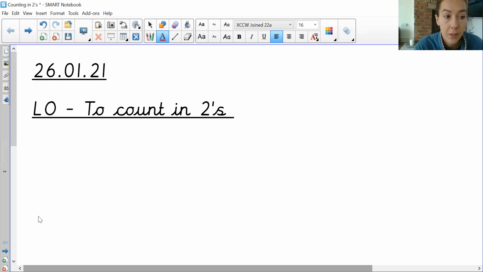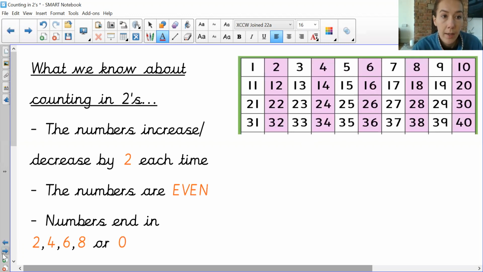Today we are looking at counting in twos. Some important things to remember about counting in twos: the numbers increase or decrease by 2 each time, so that means go up or down. The numbers are even. When you're counting up in twos from 0, the numbers are even. An even number means you can divide it equally by 2, and the numbers end in 2, 4, 6, 8, or 0. So there is a pattern.